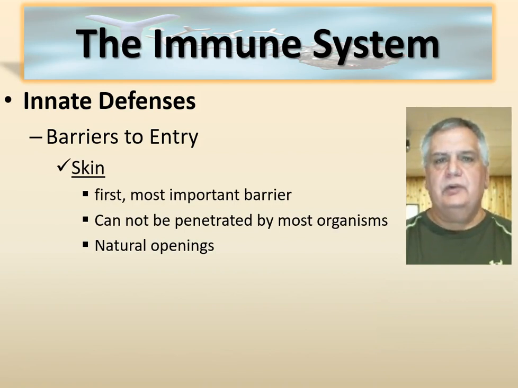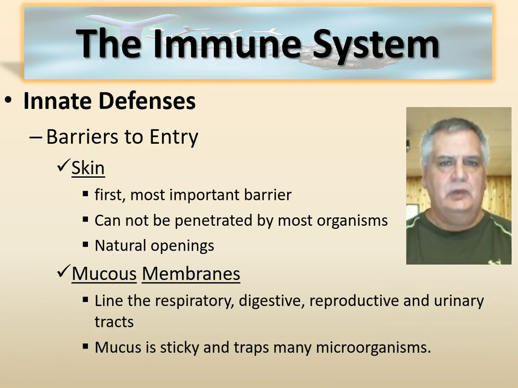Your skin is your first and most important barrier to entry. The skin cannot be penetrated by most organisms. However, the skin can be damaged, which can allow organisms to penetrate. And of course, there are natural openings in the skin through which organisms could enter the tissues of the body. So while it is the most important barrier, and it's a very effective barrier, there are these natural openings or potential for openings that pathogens can get by. So the skin needs some supporting structures.